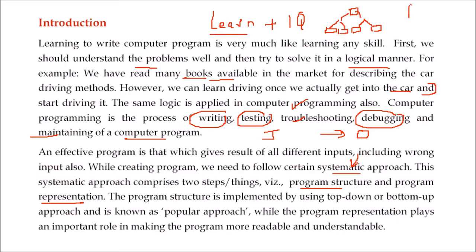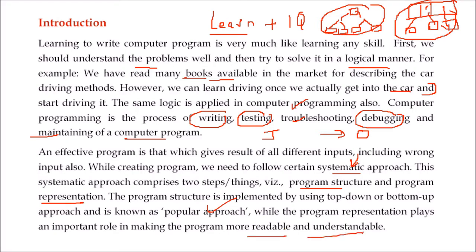The other method is you take the main program and you divide it. So now there are two ways to implement the program structure. First is top down, second is bottom up. And these are popular approaches. You have to make your program readable and understandable to you after some time, and to the people who are going to maintain your program.